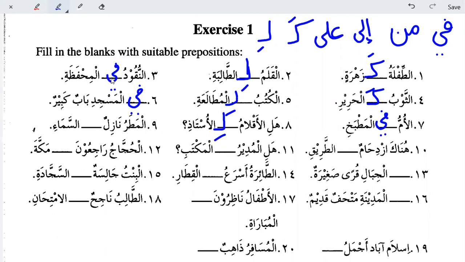Anyone? Ila. Mina. Min. Next. Hunaka izdiham fit-tariq, or ala t-tariq is better. There is congestion on the road.